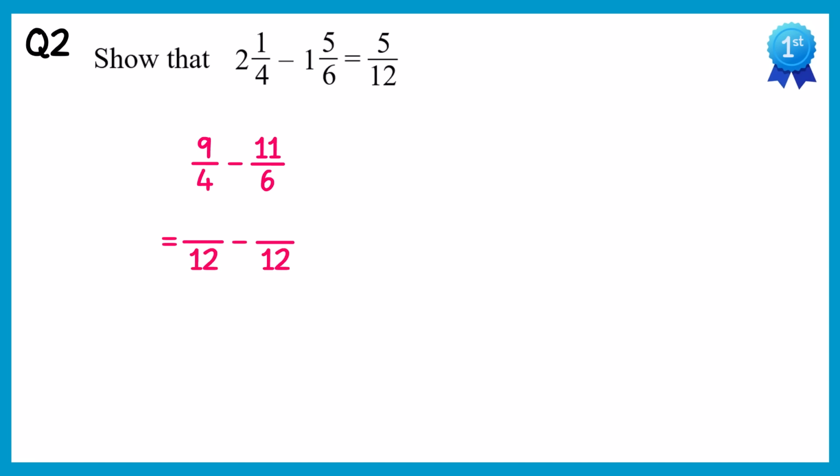So how would we convert 9 quarters into 12ths? Well, if we look at the 4 on the denominator, we must have multiplied that by 3 to get to 12. So we'll also multiply the 9 by 3, and 9 3s are 27. Then if we do the same idea with 11 over 6, what would we multiply 6 by to get to 12? That's multiplied by 2. So we'll also multiply the 11 by 2. 11 times 2 is 22. Now we have the same denominators, we can do the subtraction. 27 subtract 22 is 5. So we end up with 5 over 12, which is what we wanted to show in the question.